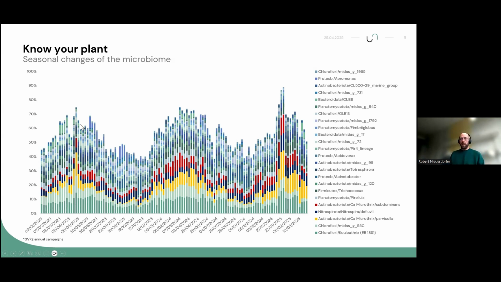And what you see is very interesting. We actually have similar patterns every year. And this is what I mean with know your plants. You have seasonal changes of the microbiome, but they reoccur every year. So if you have knowledge about it and certain seasonal problems repeat every year, you can know beforehand what will happen, and take active measures against it.